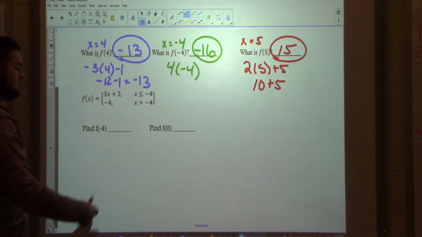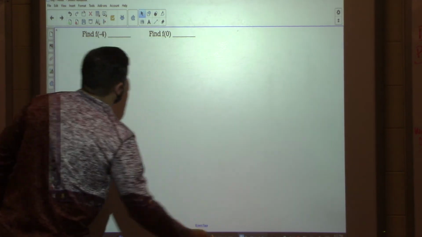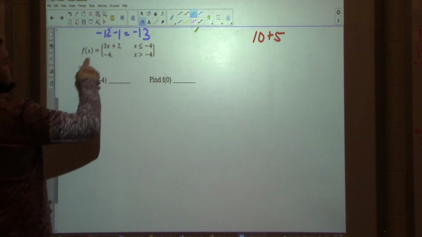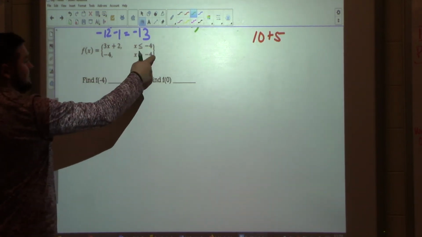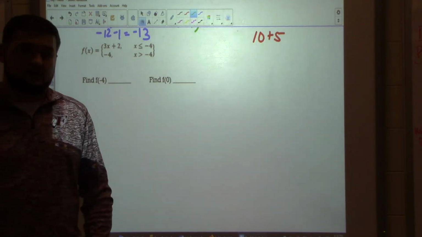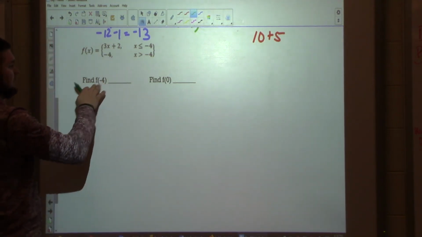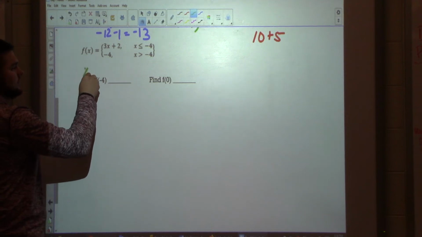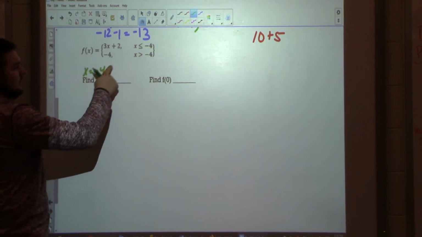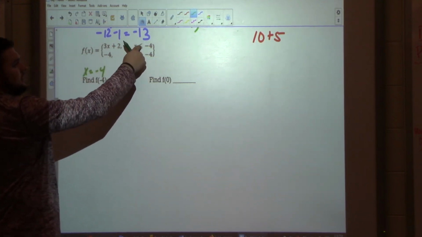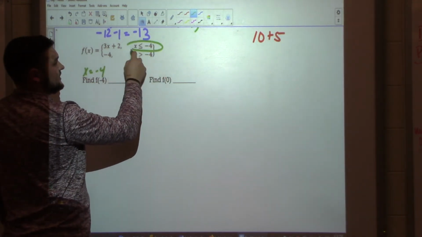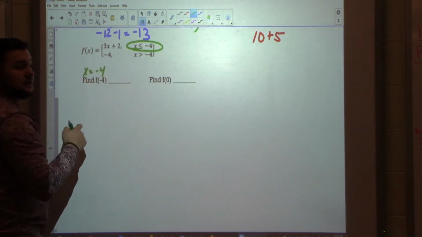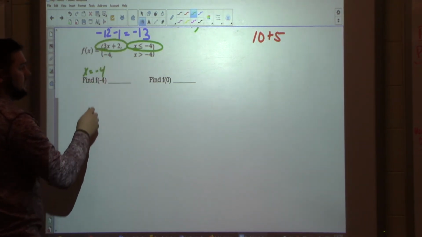Okay, on the bottom here, we have two problems. f of x equals 3x plus 2 if x is less than or equal to negative 4, and it equals negative 4 if x is greater than negative 4. So I'm looking at my first problem here, f of negative 4. That's where x equals negative 4. I have to figure out, is it less than or equal to negative 4 or is it greater than negative 4? In this case it's less than or equal because it's or equal to negative 4, so I'm going to use the top function.